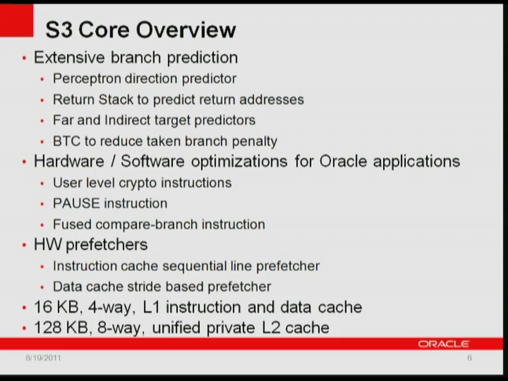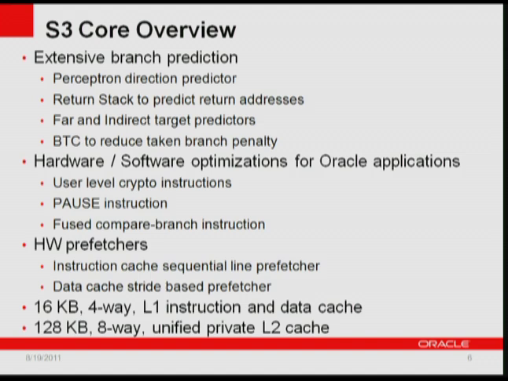S3 has a fused compare branch instruction. The compiler can use the compare branch instruction to replace 2 discrete instructions, a compare and a conditional branch, with a single compare branch instruction. For certain applications, this can reduce the overall path length by over 10%.